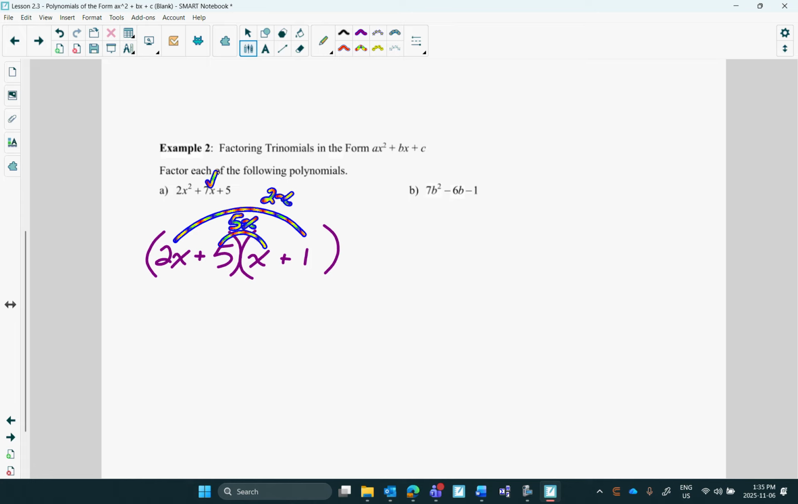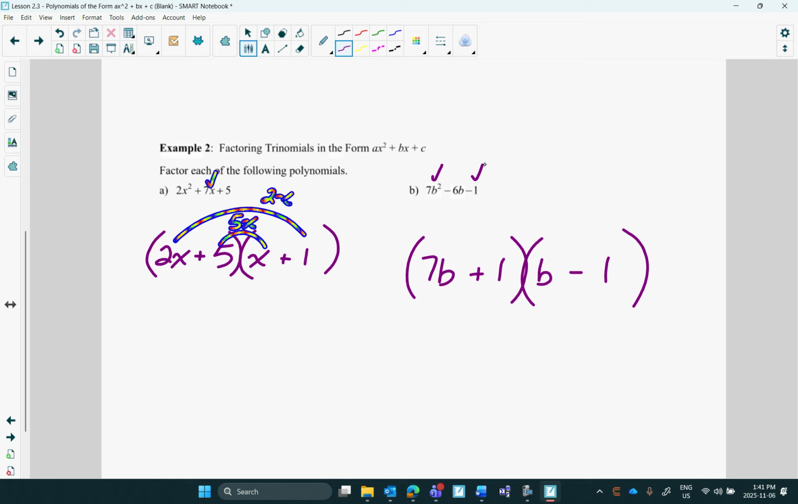All right. Try the second one. See if you can do it. If you need a hand, the parentheses. What multiplies to get 7b squared? 7b and b. What multiplies to get minus 1? 1 and negative 1 will try.